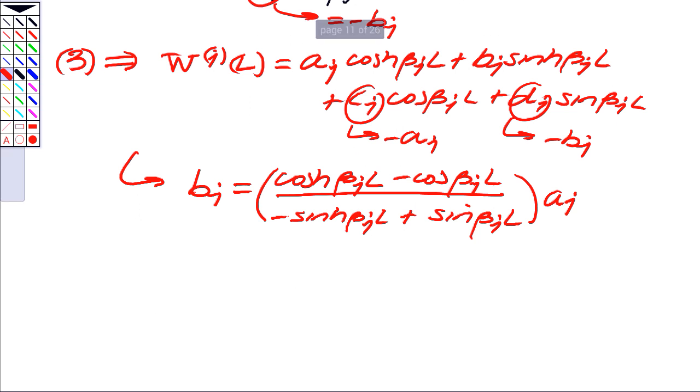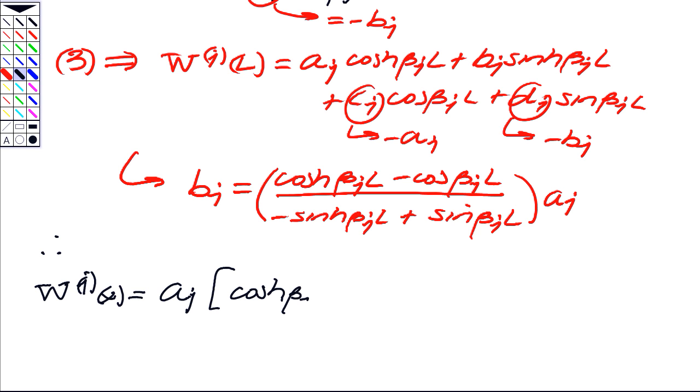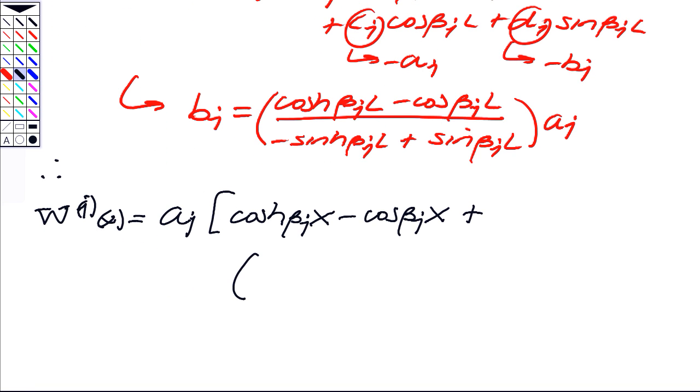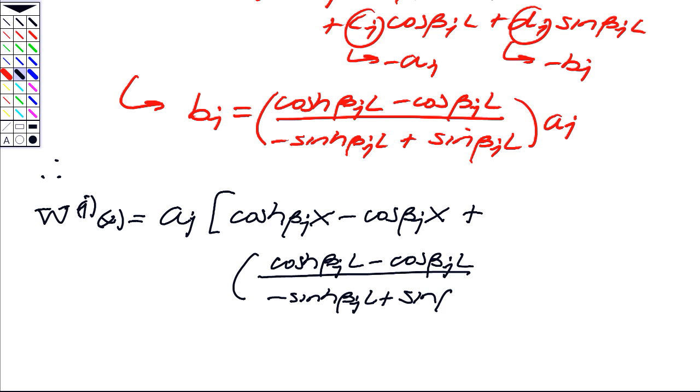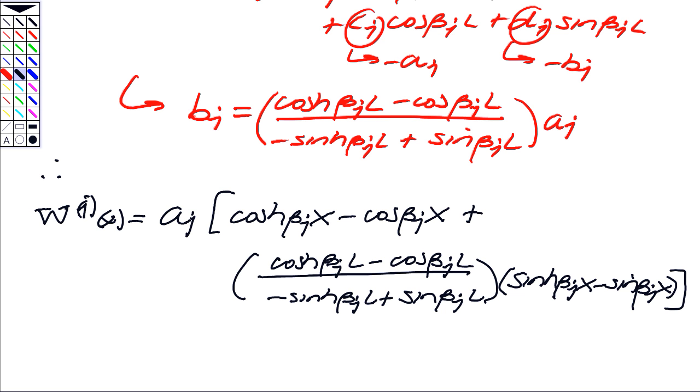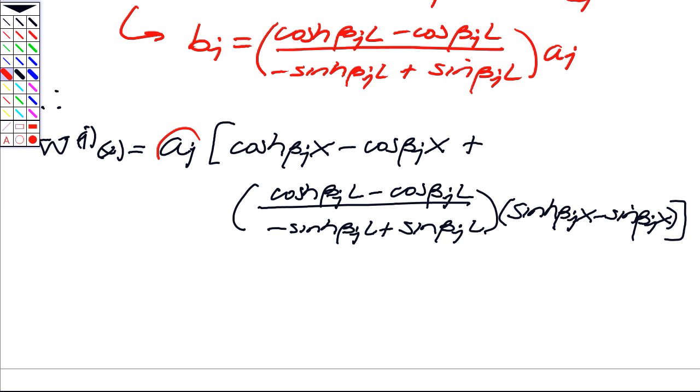So what we can do, therefore, is write down the result of this. And so the jth modal function is going to be a coefficient Aj in front, cosh beta j x minus cosine beta j x plus that big expression up there, cosh beta j L minus cosine beta j L divided by minus sinh plus sine, times sinh beta j x minus sine beta j x. So these are our modal functions there, Wj. This coefficient Aj at this point is arbitrary as long as we don't set it equal to 0. So I'm going to set all those coefficients exactly equal to 1.